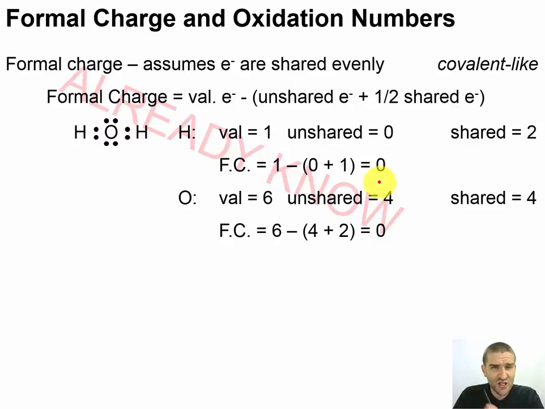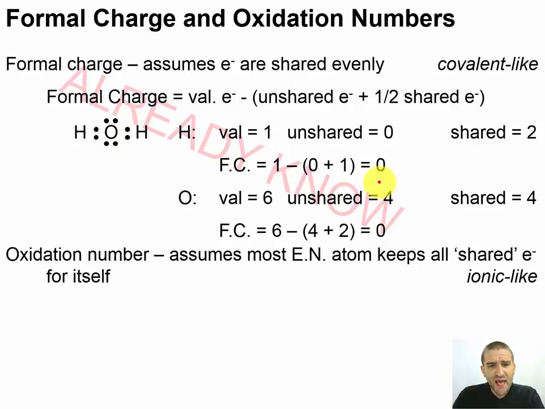Now let's look at what the oxidation number should be for this. In oxidation number, we're going to assume that things are ionic-like. In other words, the most electronegative atom is going to have a winner-takes-all approach to all of the shared electrons that they are currently sharing. So let's look at water again. In that case, we had 2 shared electrons. Oxygen is more electronegative. So we say oxygen gets to take all of these electrons.